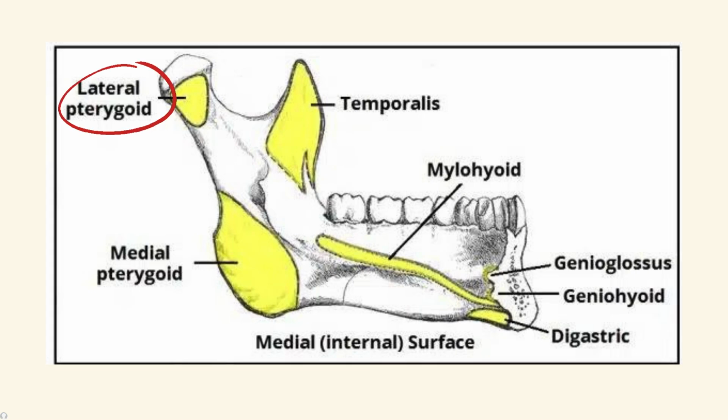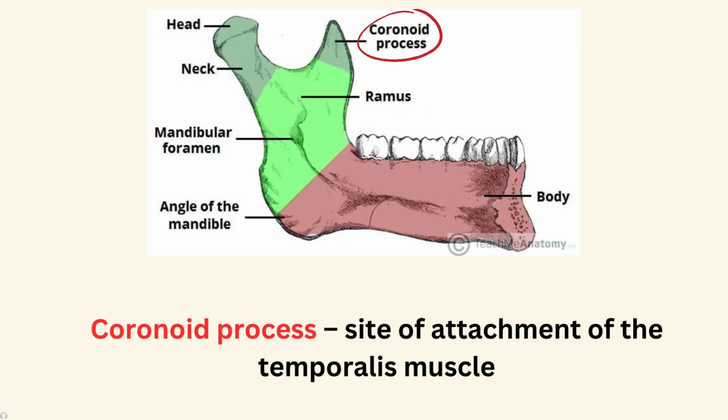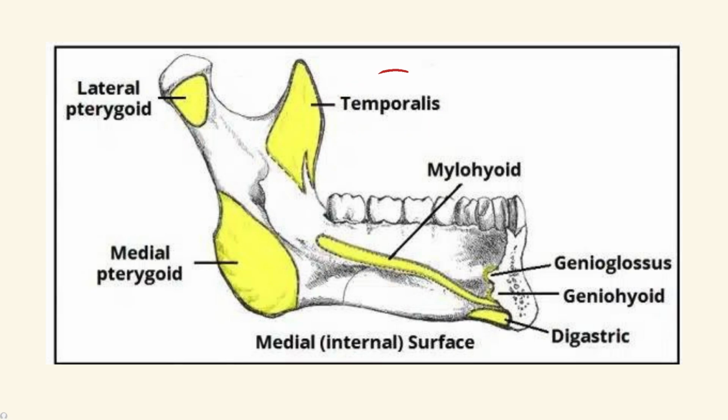lateral pterygoid muscle. The last part in the rami is the coronoid process. It is the site of attachment of the temporalis muscle. Where it is located, I will show you a picture in a few seconds. Here is the temporalis muscle, in which the coronoid process provides a site of attachment for the temporalis muscle.